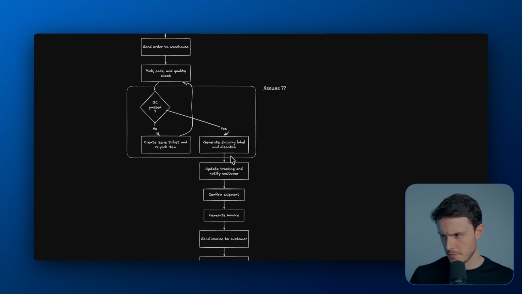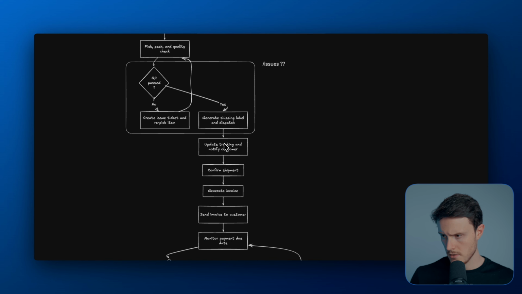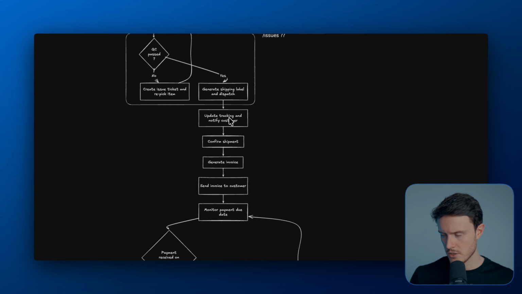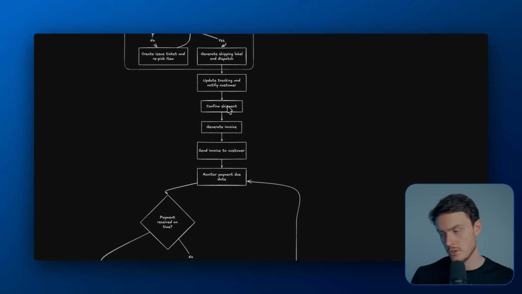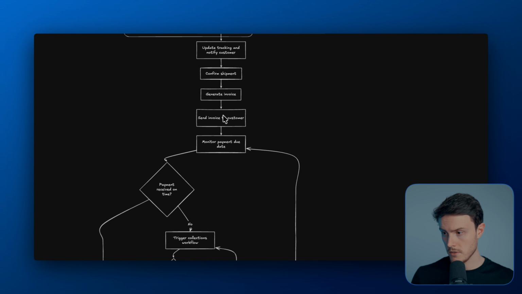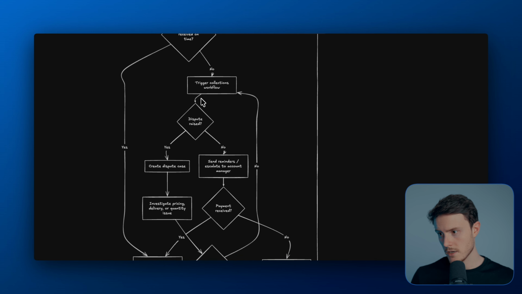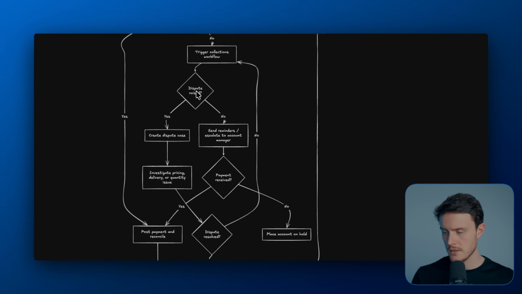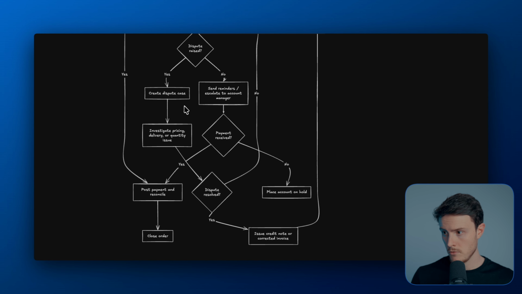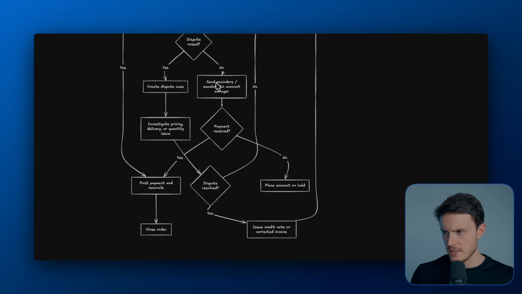Generate shipping label, dispatch. This will be automated. The order statuses will also be on the orders page, so we don't need a new page for that. Update tracking, that will be done on the orders page. Confirm shipment, generate invoices. Again, this will all just be done on the orders page. We don't need a new page for it. Payment received, this will be automations. Trigger collections, dispute raised. Again, this is just all logic that will be in the back end. We don't need to overcomplicate things. We have all the pages we need already. Send reminders, escalate to the account manager, create invoice.